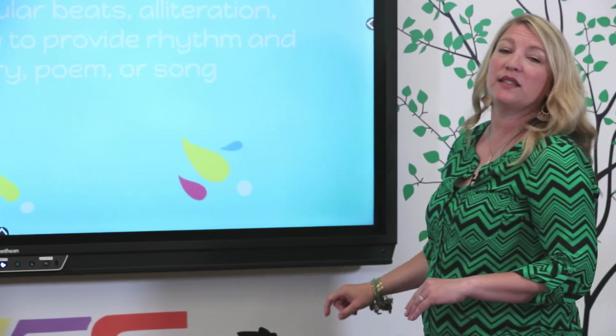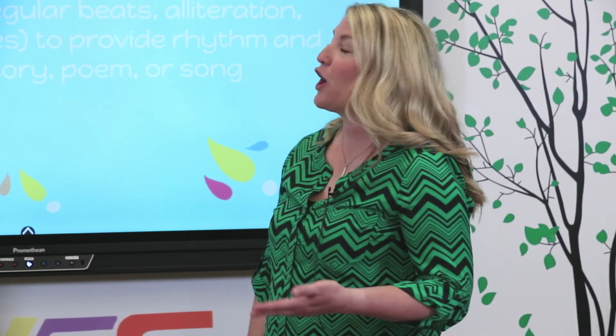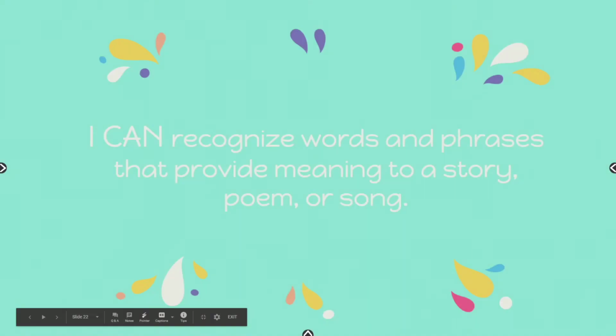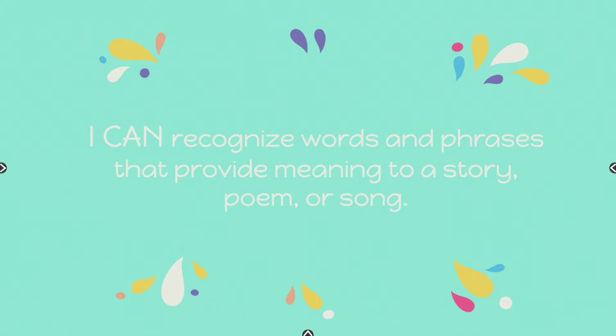All right, so let's get started with our reading for today, our reading standard that we're going to dive into, and it's RL 2.3, and it states to recognize that authors use words and phrases, for example, regular beats, alliteration, rhymes, and repeated lines, to provide rhythm and meaning in a story, poem, or song. So our I can statement is that I can recognize words and phrases that provide meaning to a story, poem, or song. We're really going to focus on the story today.